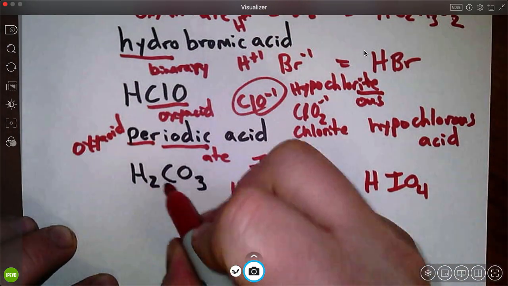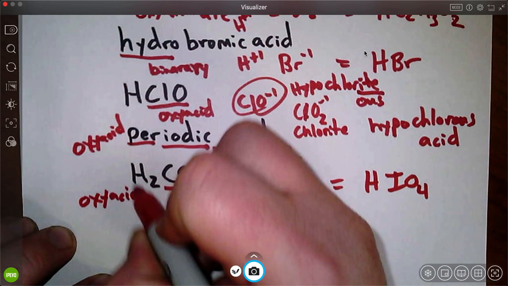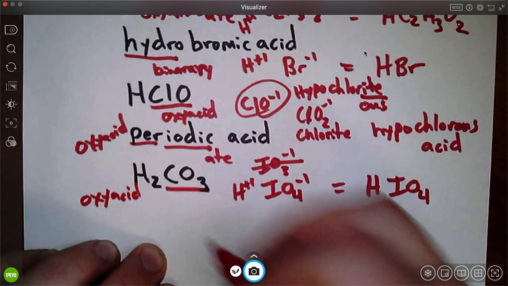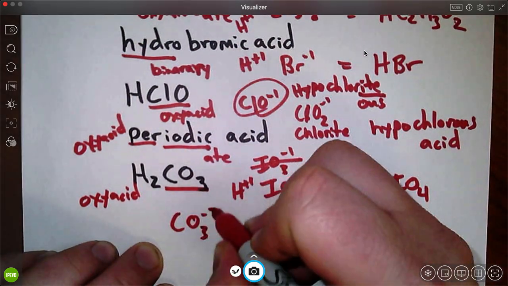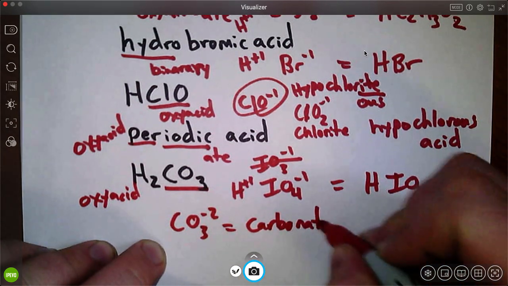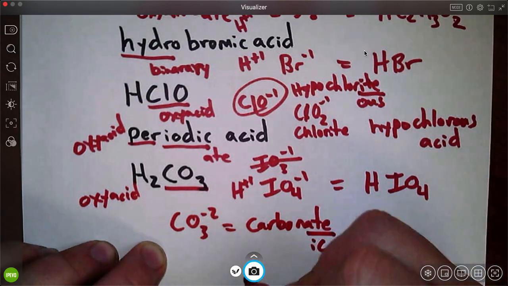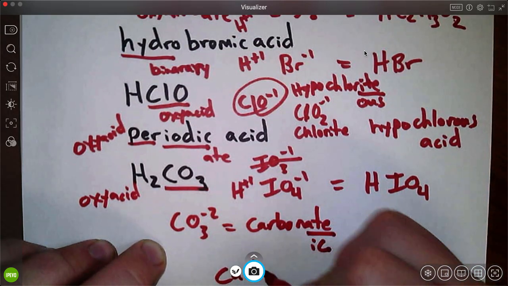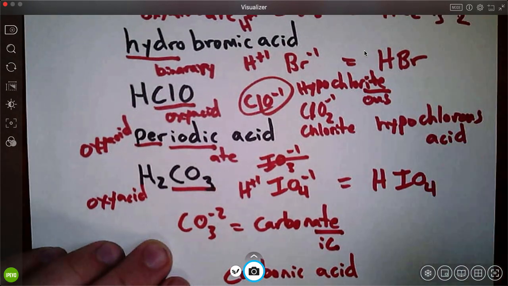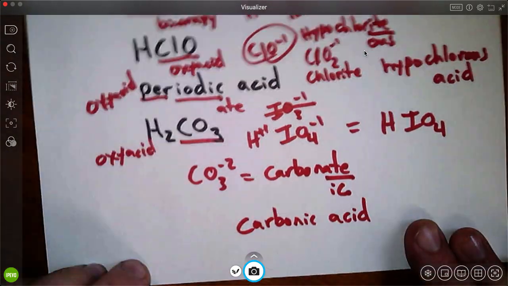Okay, last one, H2CO3. That is a polyatomic ion, so this is an oxyacid, so we're not going to use hydro. Okay, we're going to name it after this polyatomic ion. This would be CO3 with a -2 charge. We call that carbonate. When you look it up, since it ends in ate, we're going to change that to ic. So this is called carbonic acid. That is how you name and write formulas for acids.